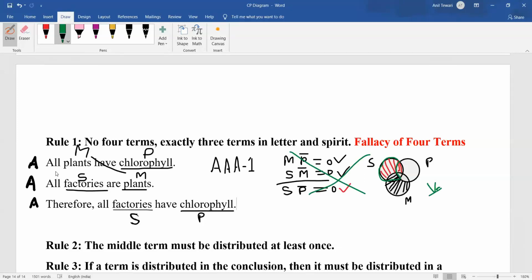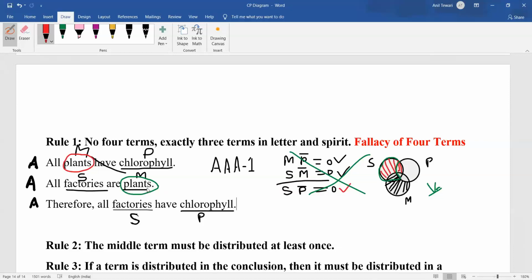We have to look at the expression. All plants have chlorophyll. All factories are plants. The meaning of plant here and the meaning of plant here, you can easily sense that these meanings are different. All plants have chlorophyll; chlorophyll is the property of a natural plant. And when we use the expression plant for a factory or for any industry, we don't mean that it is a natural plant. We consider this an artificial organization, and the plant expression is used figuratively.